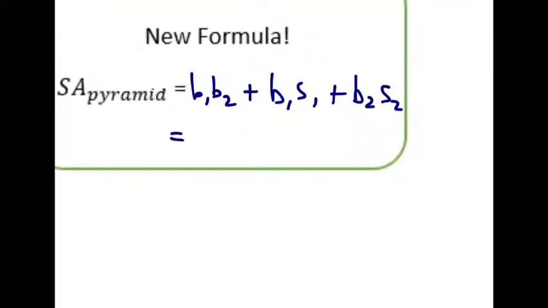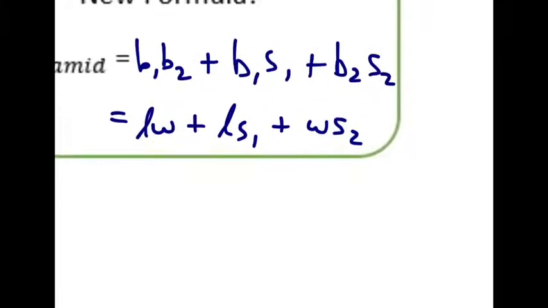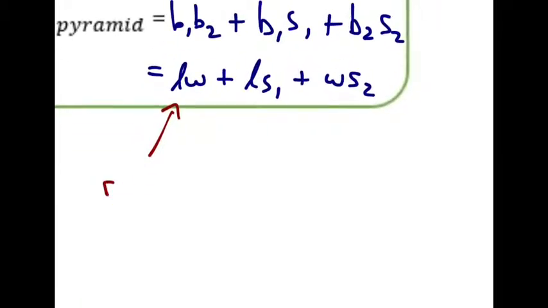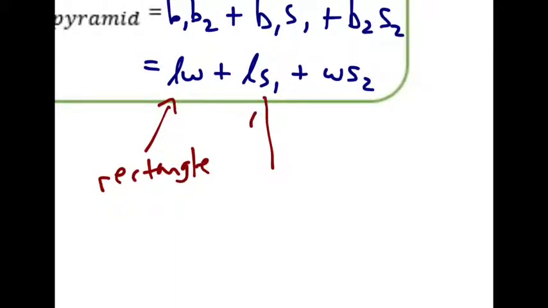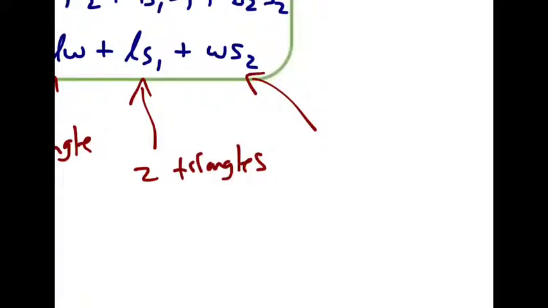Or sometimes it's written like this. Length times width plus length S1 plus width S2. Maybe that's more familiar. Does that work better? Yeah. Okay. Take your pick. The point is, B1S1 and B2S2, if that makes it easier for us. The point is, this is the rectangle. This other one is two triangles. And this other one is also the other two triangles that are facing opposite each other.